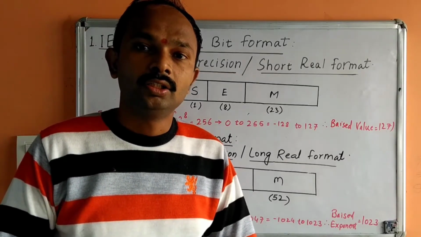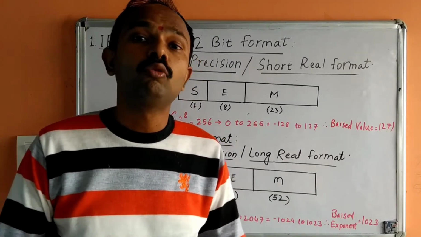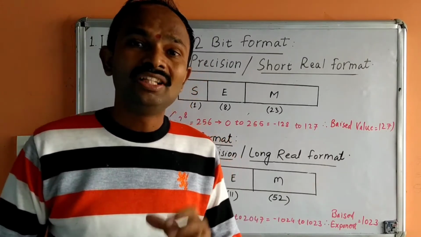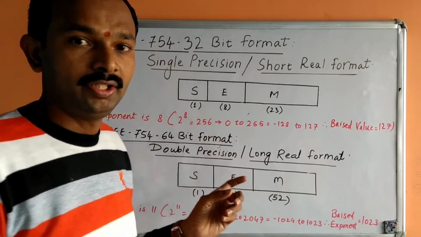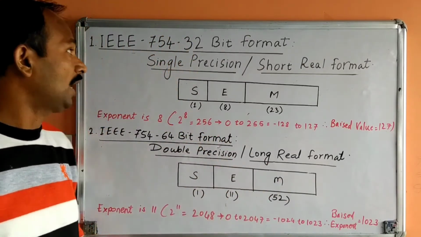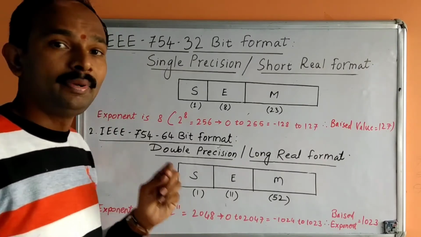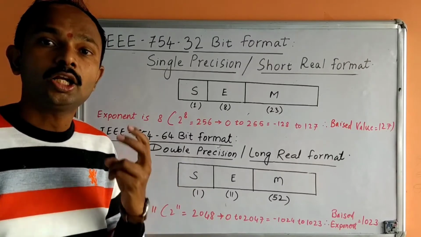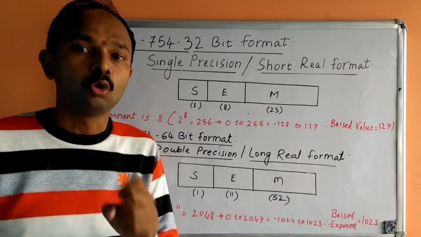After understanding the representation of binary and decimal floating point numbers, we will see now how these numbers are represented in the computer system. This is known as the IEEE 754 32-bit format. There are two formats actually. One is 32-bit and another one is 64-bit.